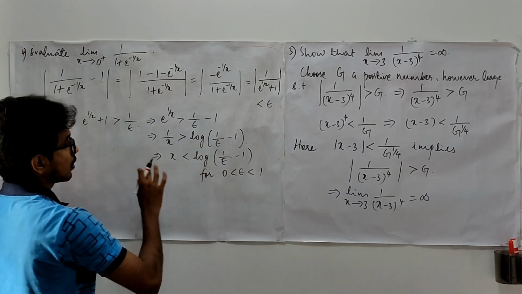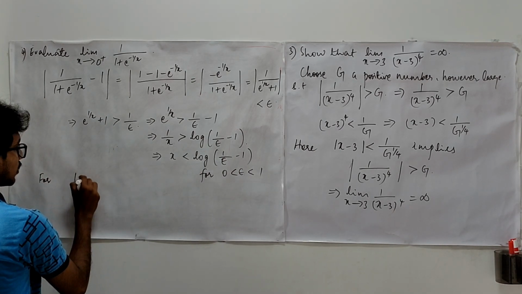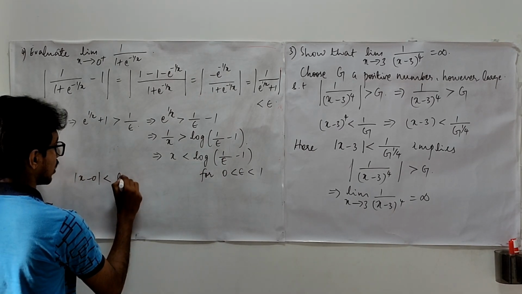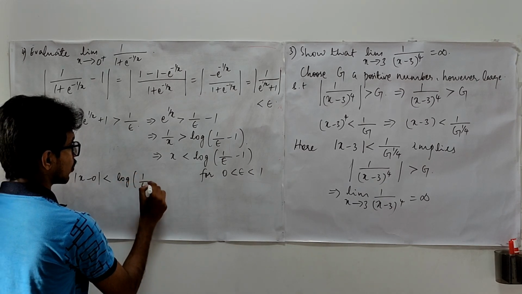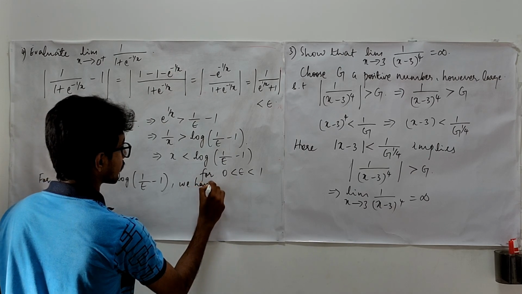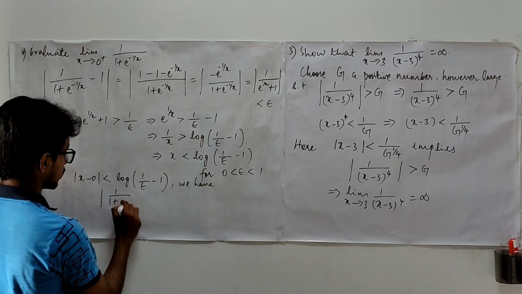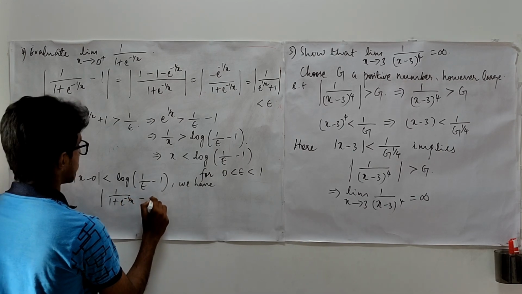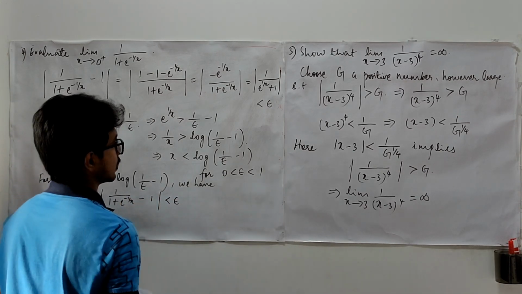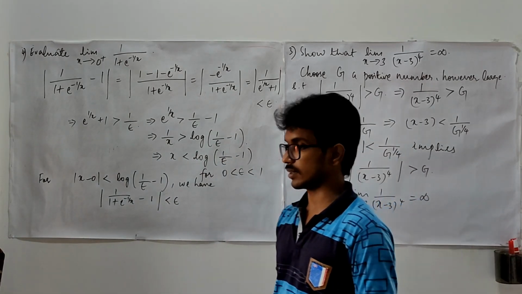With this, for absolute of x minus 0 less than log of 1 upon epsilon minus 1, we have absolute of 1 upon 1 plus e to the power minus 1 upon x minus 1 is less than epsilon. This is what we have. Hence, the limit exists in this case.